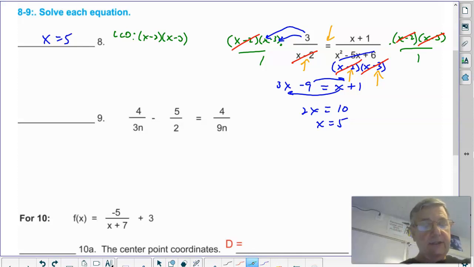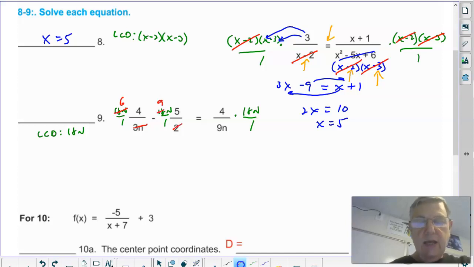Again, I need an LCD. So I'm looking at my denominators, right? I'm looking at a 3n, a 2, and a 9n. So I hope you understand that that's an 18n. So again, I'm going to distribute to every term the LCD over 1. Now, if I did it correctly, all of the denominators will go away. That goes away, leaves me a 6. That goes away, leaves me a 9n. That goes away, leaving me a 2.